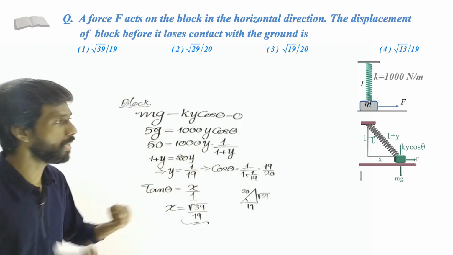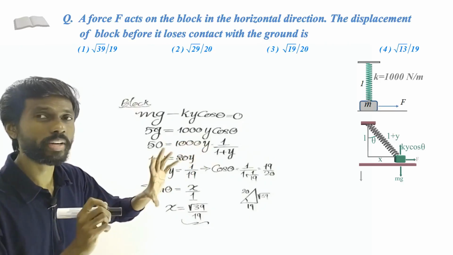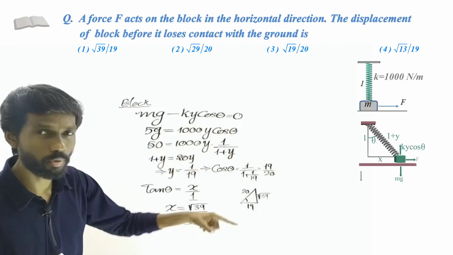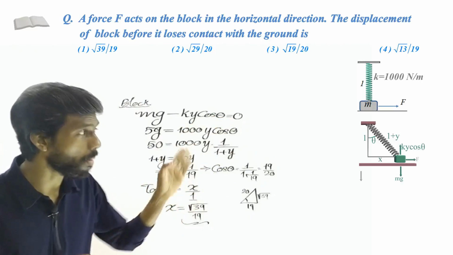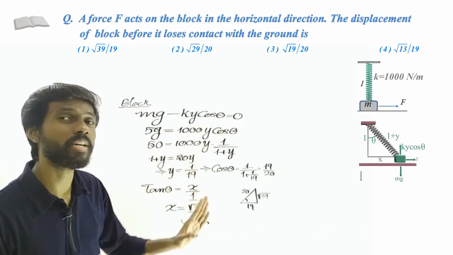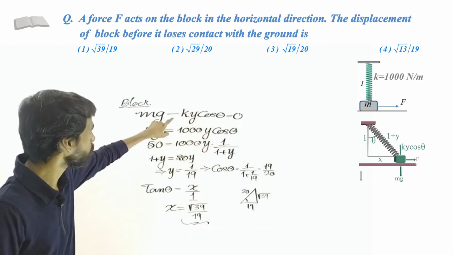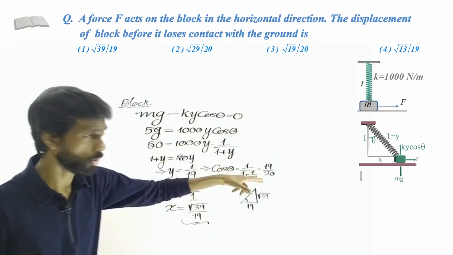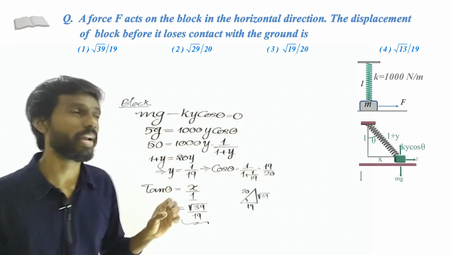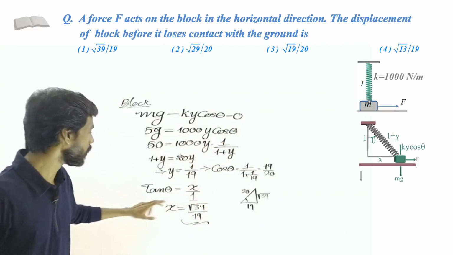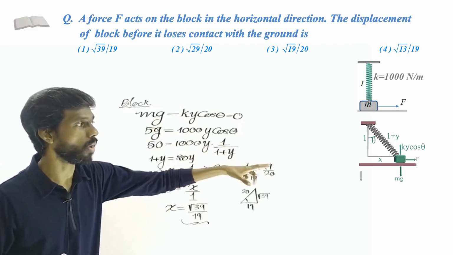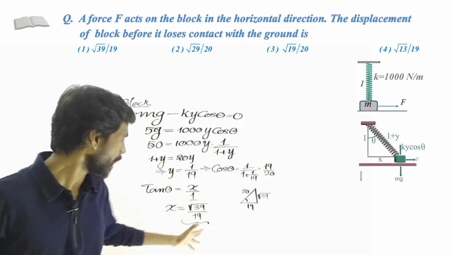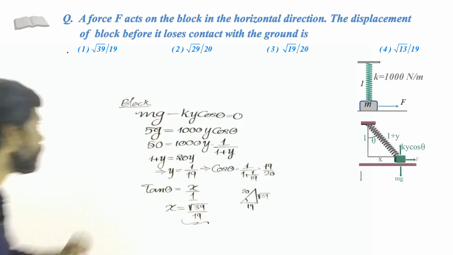What did we do? Simple. When there is no contact with the ground, no normal reaction. The only forces are the gravitational force in the downward direction and also the component of the spring force in the vertical direction. So these are the two forces. The rest are just calculations. Using that right angle triangle, we found the value of cos theta. From cos theta, we found tan theta. So that will give you the value of the required x, the distance traveled by this block. So that is the required answer, root 39 by 19.